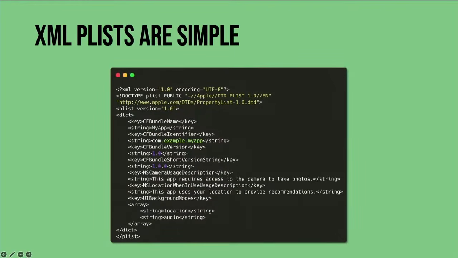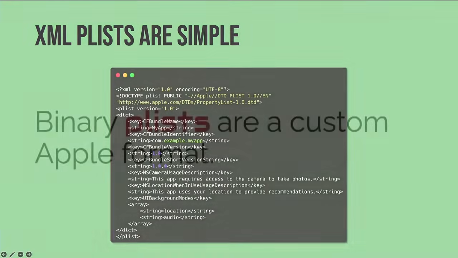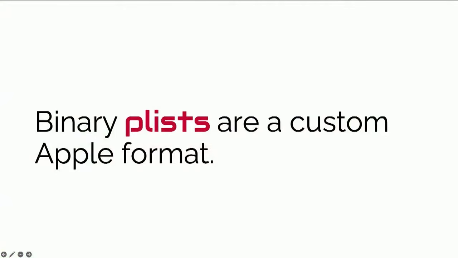XML plists are super simple. You can see we have the info.plist here requesting different permissions from the user, and it's giving a really great justification to access the camera, saying, this app requires access to take your photos. Good justification there. But binary plists are not so simple. They have this custom proprietary Apple format.